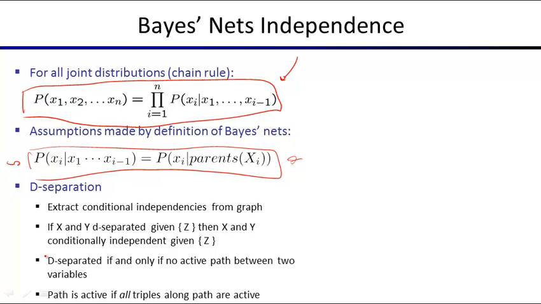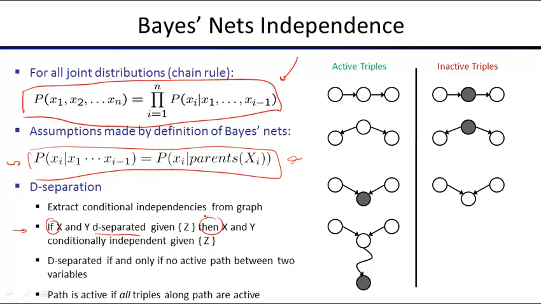So we said let's have this new thing called d-separation. And we'll say that if x and y are d-separated given z, then x and y are conditionally independent given z. This is an if-then. How did we check for d-separation? By checking, we have d-separation if and only if there are no active paths between the two variables. What does it mean to have an active path? It means that all triples along the path are active. And this was our summary of active triples versus inactive triples.